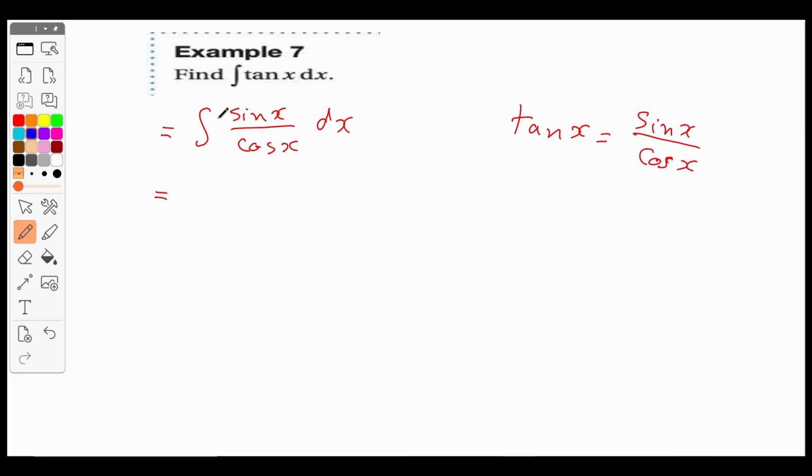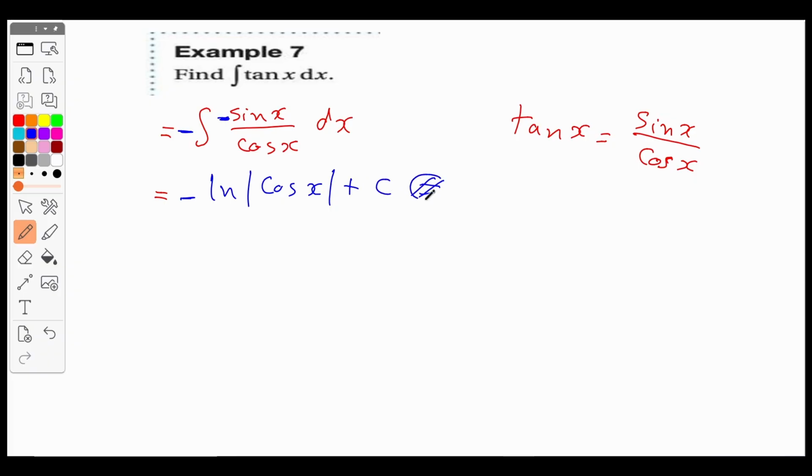So you can multiply this sine x by negative and divide outside by negative. You know that negative times negative is positive. So now the top is the derivative of the bottom. Negative sine x is the derivative of cosine x. So the final answer could be written as negative ln of what? The modulus of cosine x plus c.